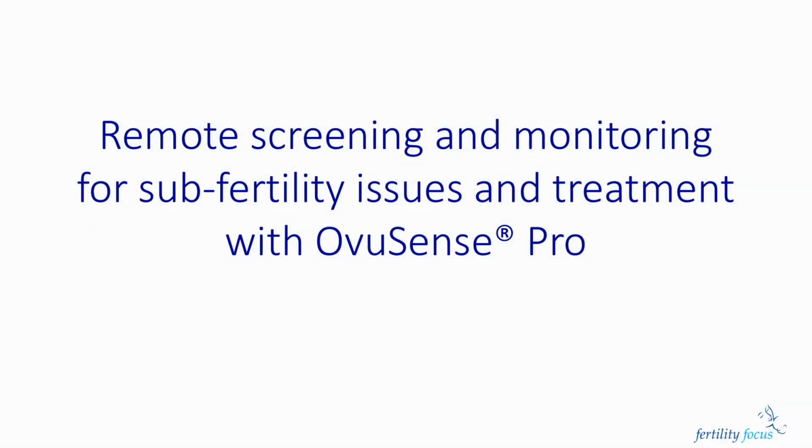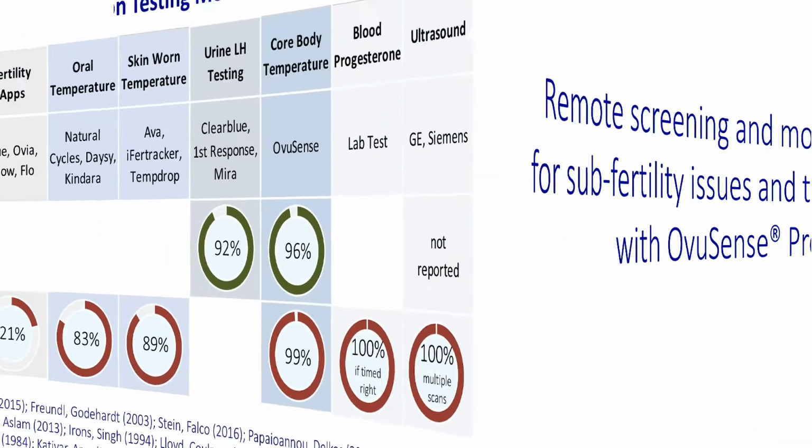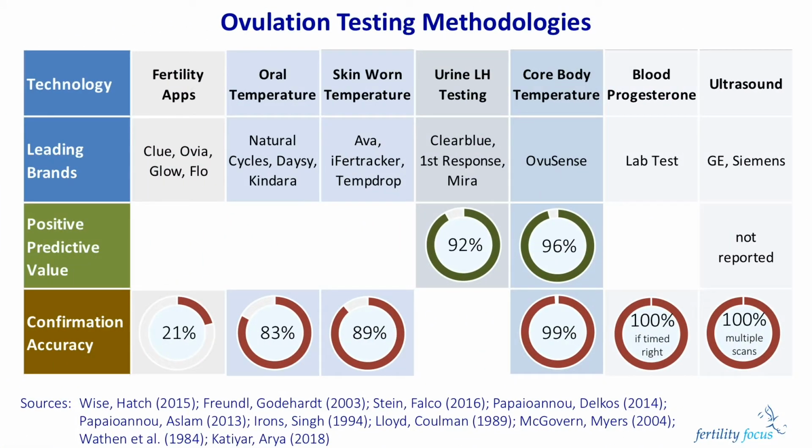Remote screening and monitoring of subfertility issues and treatment with OvuSense Pro. Continuous core body temperature measurement. This can predict ovulation in cycle and confirm the date of ovulation, and is clinically proven to be more accurate at doing so than other home-based methods.